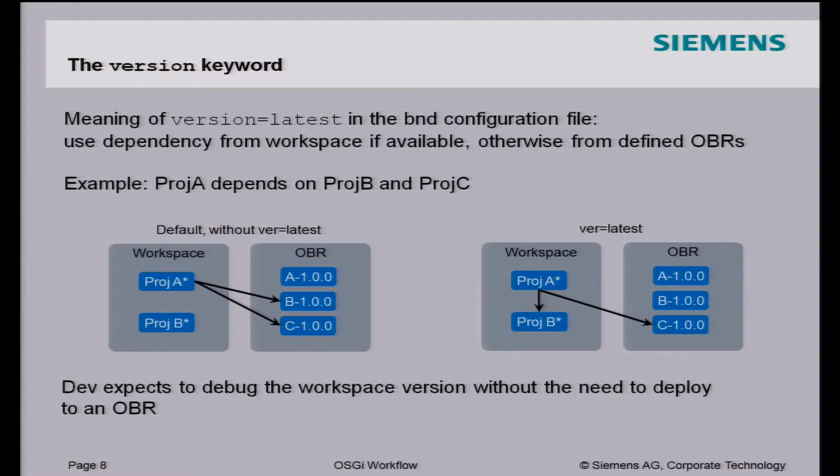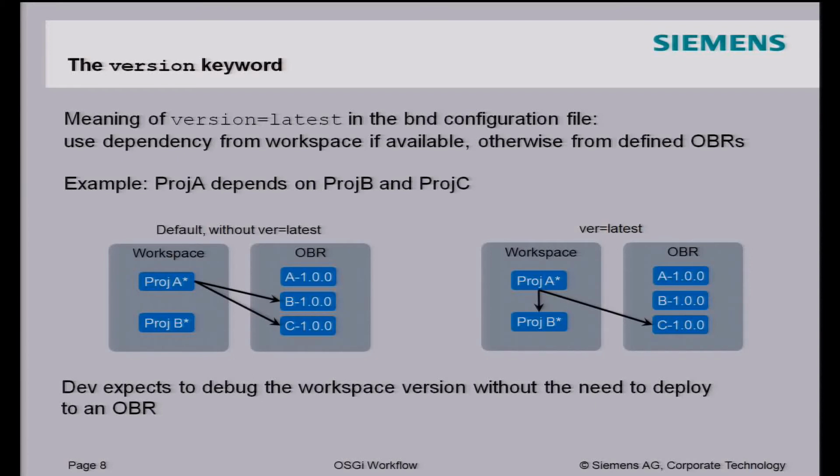Imagine you have a project A that depends on B and C, and you start working on A and B in your workspace. There is also some version released for all of them in remote in some OBR that you are able to access. And now, what kind of linking would you get? If you do not use version latest, which is the default behavior of BND, and you're working on A, then you will basically link to the lowest versions that you get from the OBR. You heard the talk about why you want to use the lowest version at build time and why you want to use the highest version for runtime.